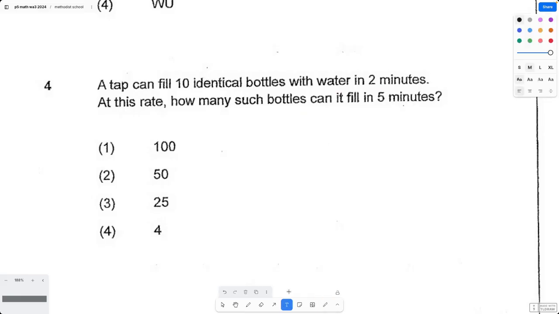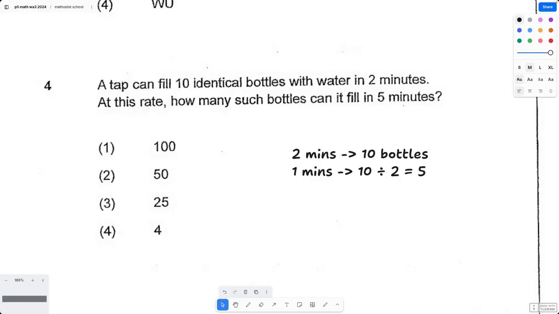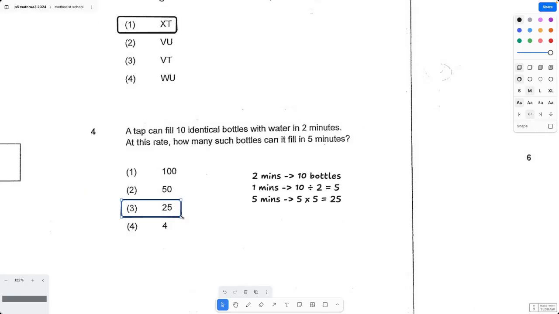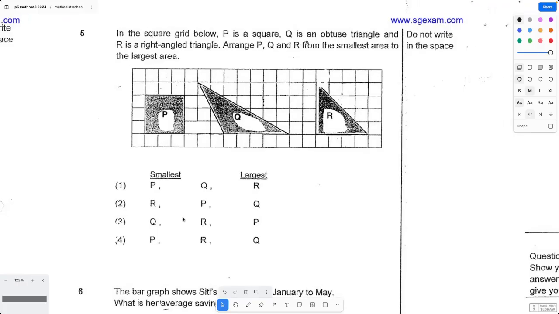Okay, so what we can do is we can say in 2 minutes is 10 bottles. So 1 minute is 10 divided by 2, equal to 5. And then 5 minutes is equal to 5 times 5, which is 25. So the answer to question 4 is option 3, which is 25. Okay, let's move on to question 5.